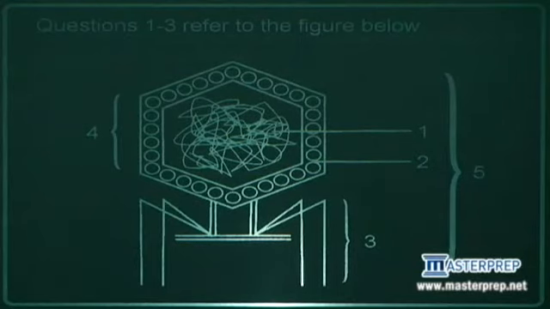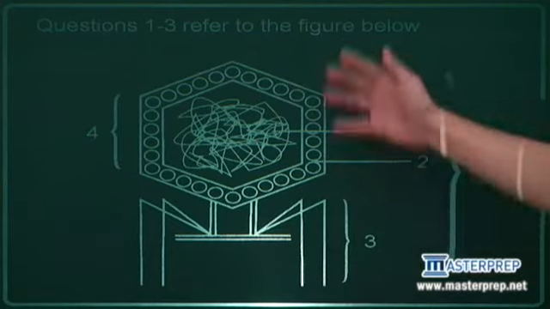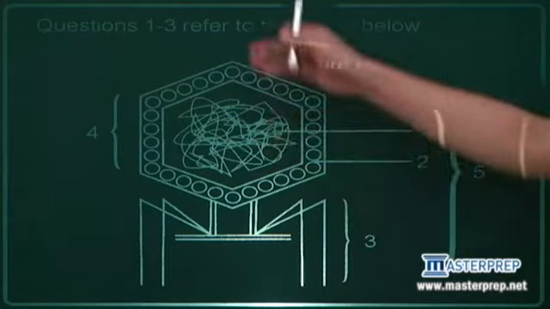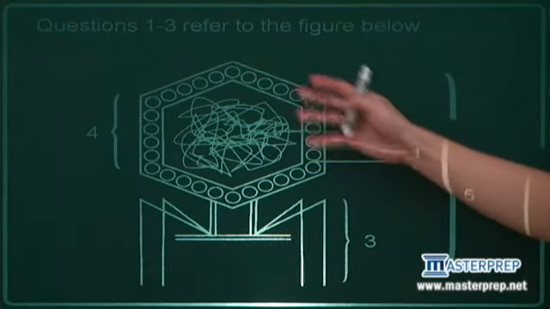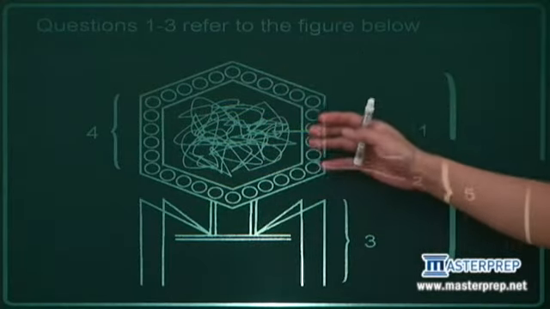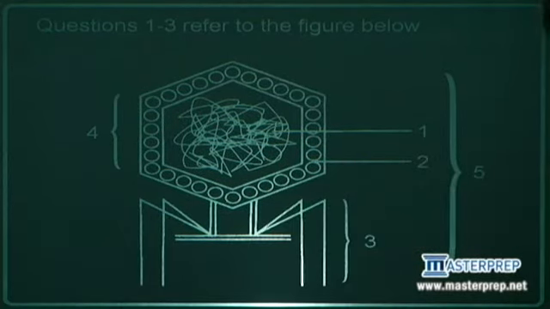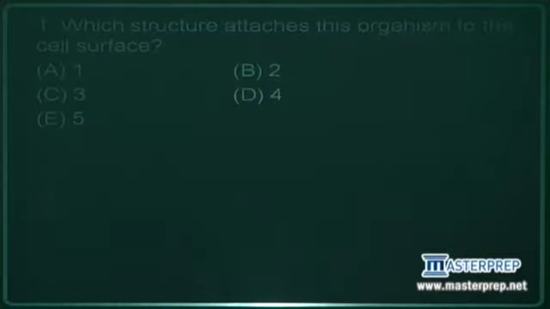Okay, question 1. We have a virus here. I know this is a bacteriophage from the look of it, right? So it has the head part, which is made of the capsid, and this is a neck, and here we have legs. Number 1, which structure attaches this organism to the cell surface?